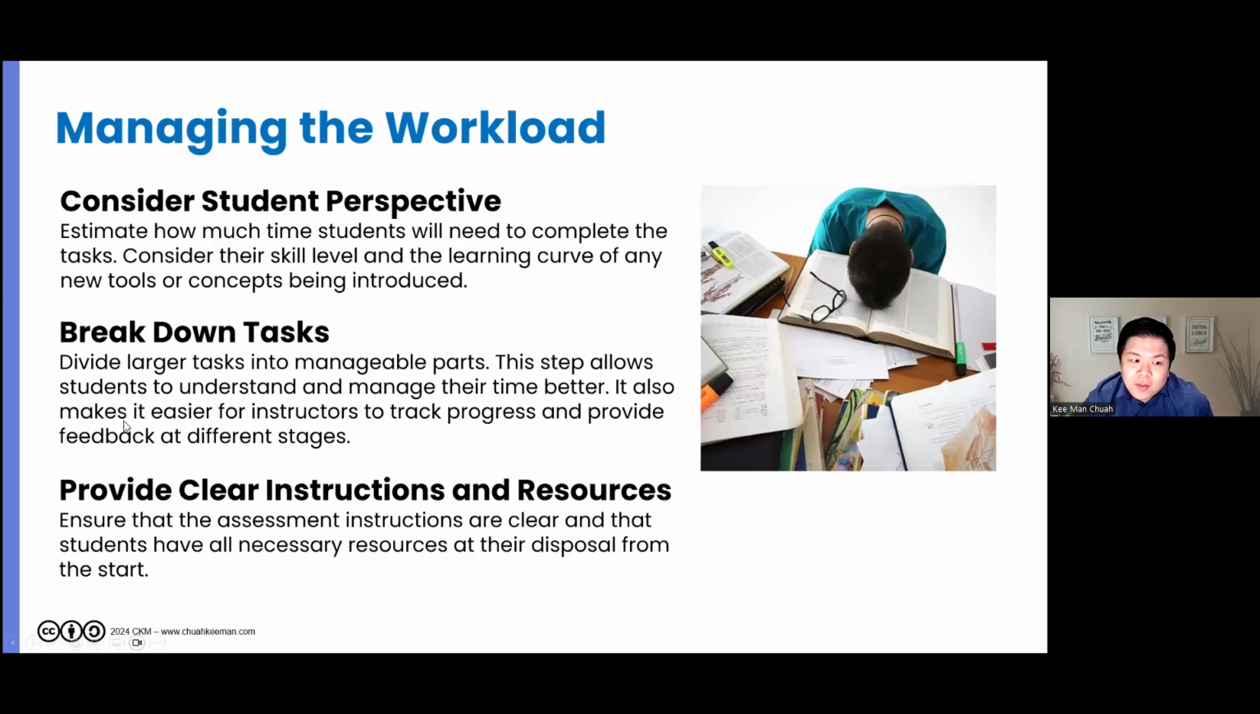You see here? This one makes it easier for you to track progress, and you can actually give feedback because you know, okay, week three, they are now here. You know, week four, they are now here. You kind of know the progress. So it helps you to help them too. Last one is clear instruction and resources. Some, Dr. Ala said, do an instruction paper for them.